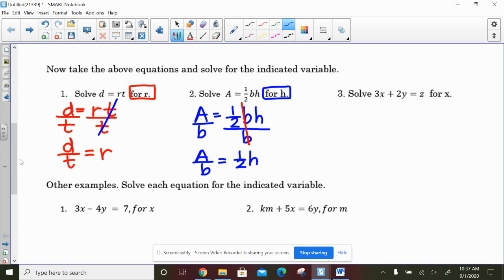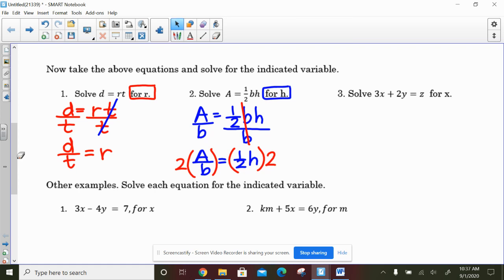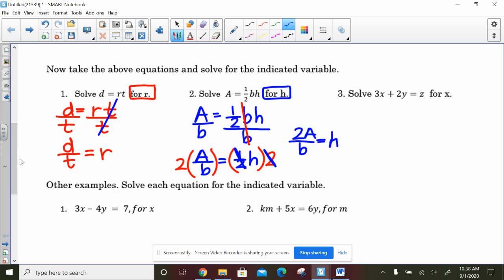Now I still want H by itself. To get rid of that 1/2, I'm going to multiply by 2, because 2 times 1/2 will be 1. So I'm going to multiply this side by 2, and I'm also going to multiply this side by 2. When I do that, the left side is going to become 2A over B. And then over here, this 1/2 will cancel with this 2, equals H. And so now H is by itself, and this would be your answer.